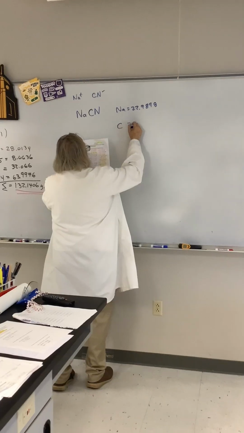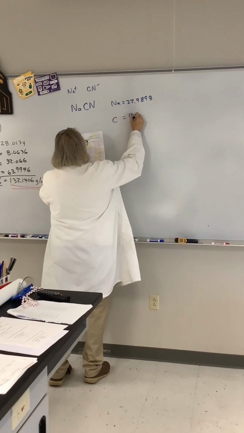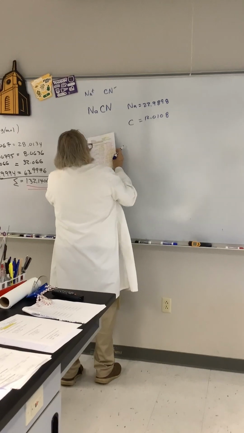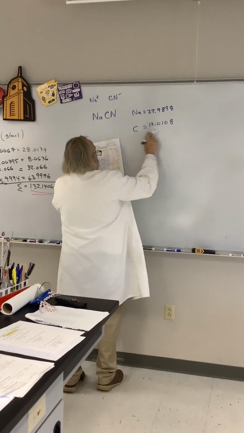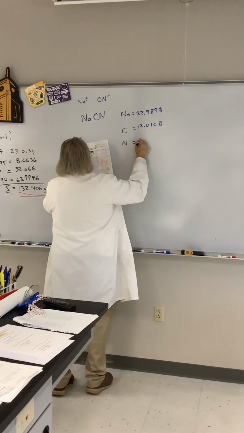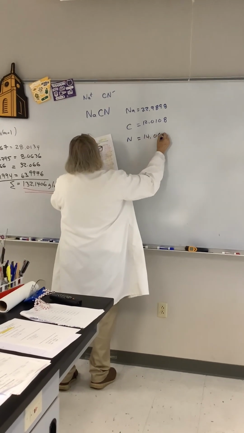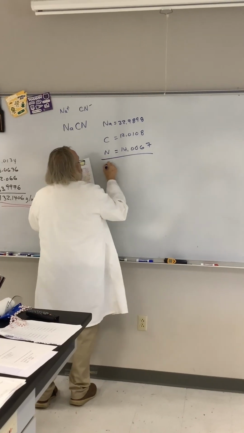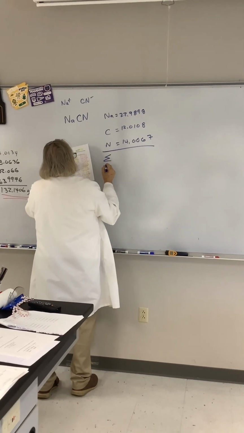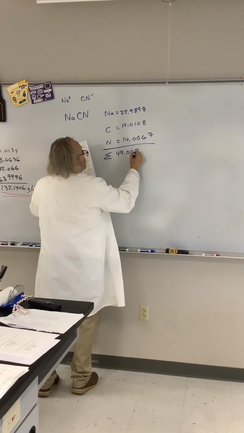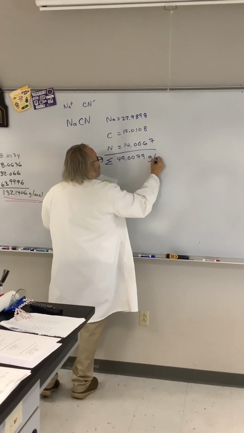Carbon is 12. Actually, it's 12.0108, again depending on your chart out there. And nitrogen is 14.0067. So, when I sum those, I get a formula mass of 49.0079 grams per mole.